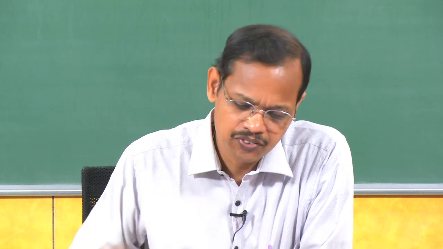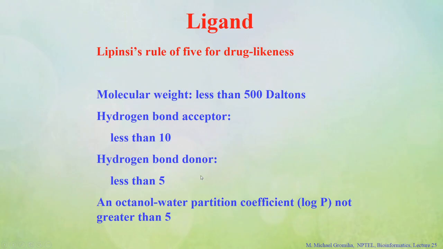the specificity among these different small molecules, which one has the best preference to interact with a particular protein. So, if we see here the ligand, generally it can be described with Lipinski's rule of 5. If you see all the rules, they are all multiples of 5. So, there are 4 rules, all multiples of 5.